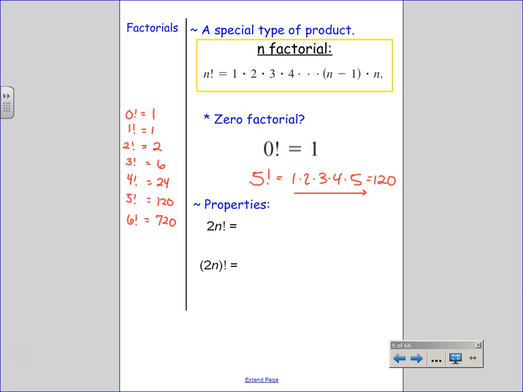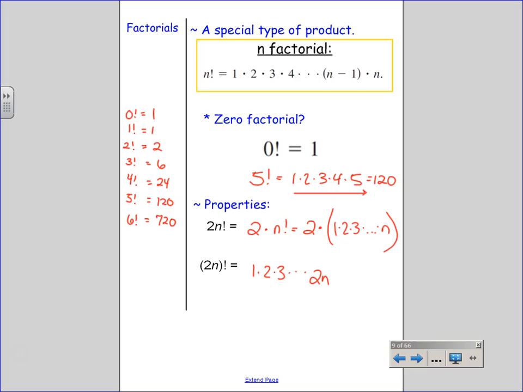Because this one is, according to PEMDAS, 2 times n factorial, which would be 2 times 1 times 2 times 3 all the way up to n. But what's the one down below? It's not 2 times 1 through n. It's 1 times 2 times 3 all the way up to 2n. How is that different? If this was 2 times 10 factorial, it'd be 2 times 1 through 10. If this was 10 factorial of 2, it'd be 1 through 20. Does that make sense? So it's very different, 1 through 10 times 2 or 1 through 20.